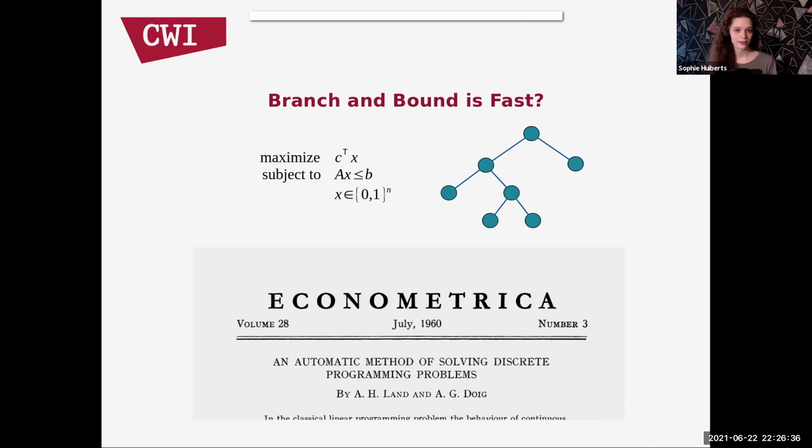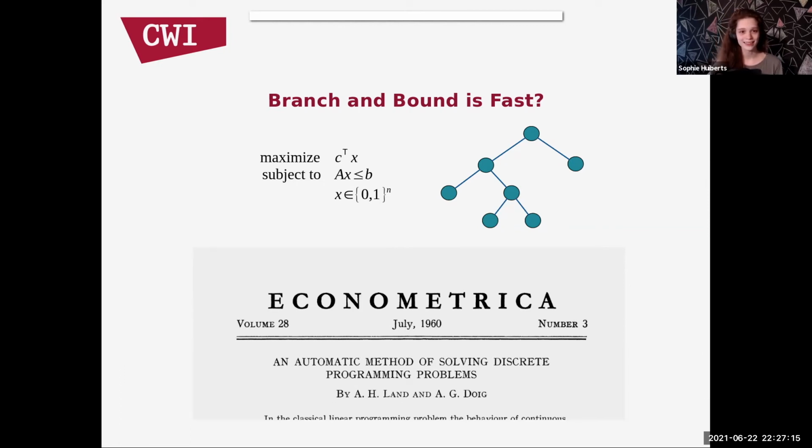And again, on a high level, this algorithm works by branching on different choices, such as variable i takes value 0 or variable i takes value 1. In this way, the algorithm will build a tree of possible choices, and the algorithm will cleverly choose which leaf of the tree to process next to branch on further. So what we're interested in here is the size of the tree that is generated.